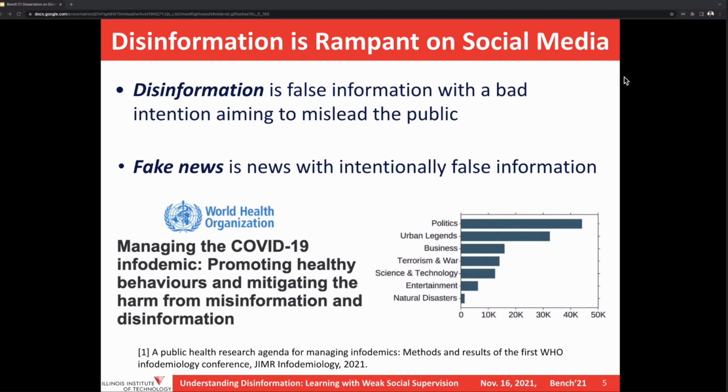Disinformation is rampant on social media nowadays. For example, one of my co-authored papers with the WHO shows that COVID-19 disinformation has been widely spread, causing the so-called infodemic issue. In addition to that, fake news can be very diverse in terms of topics and domains, such as politics, business, natural disasters, and so on.